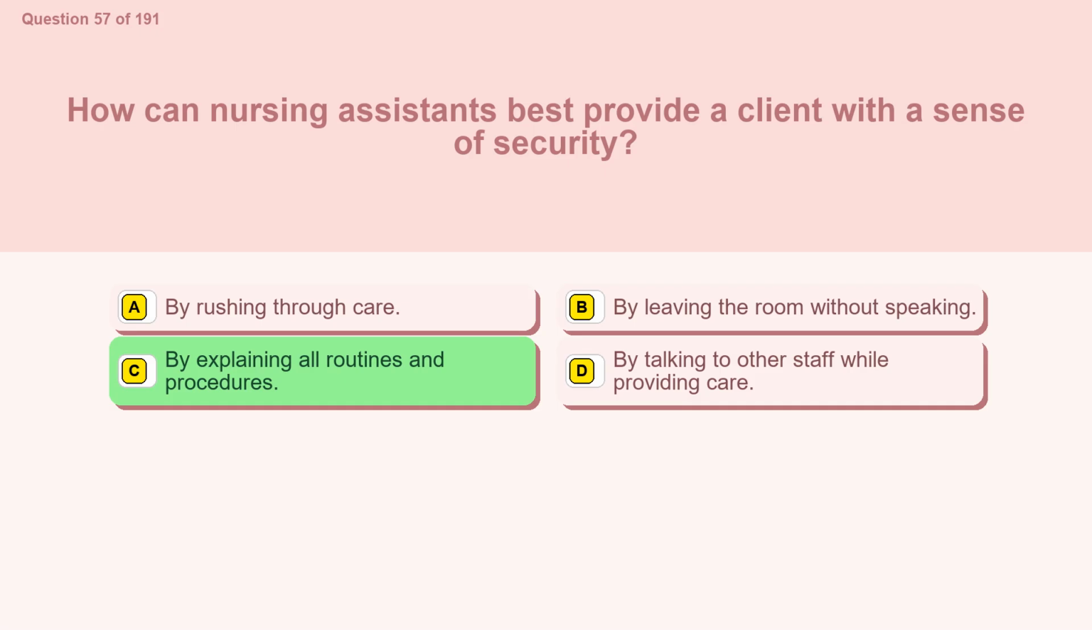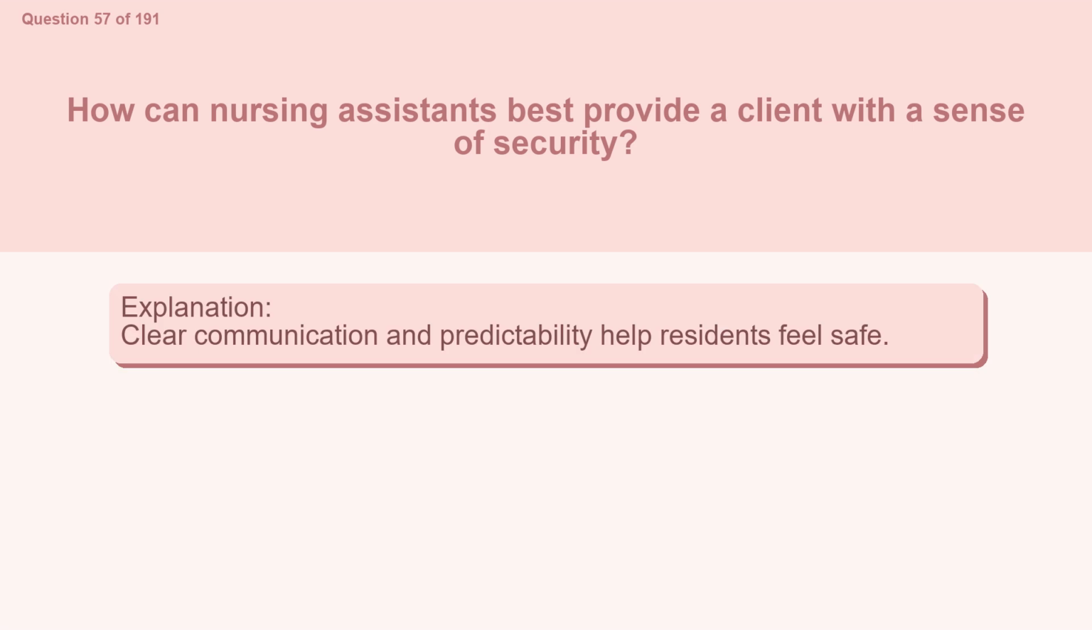The correct answer is option C. By explaining all routines and procedures. Clear communication and predictability help residents feel safe.